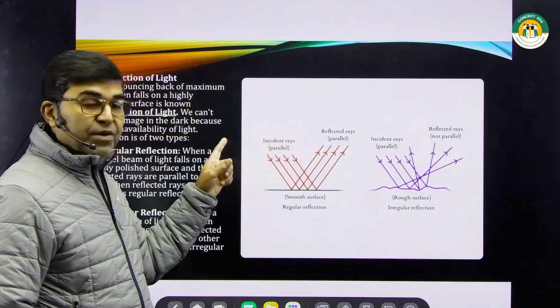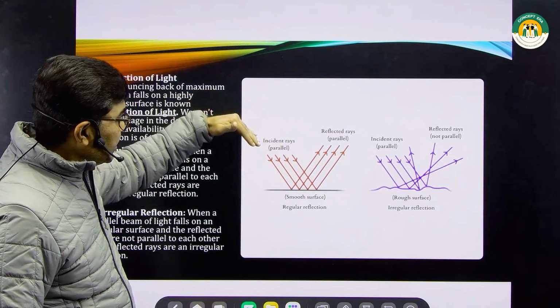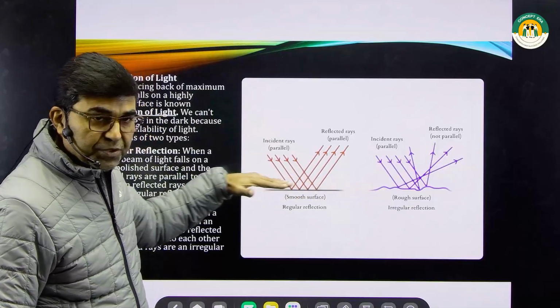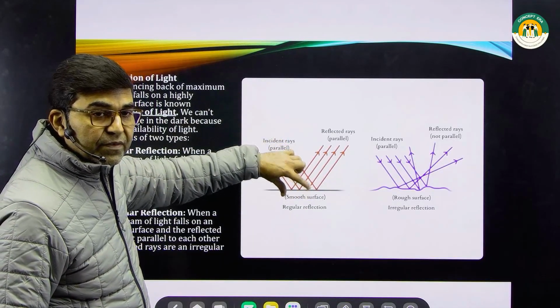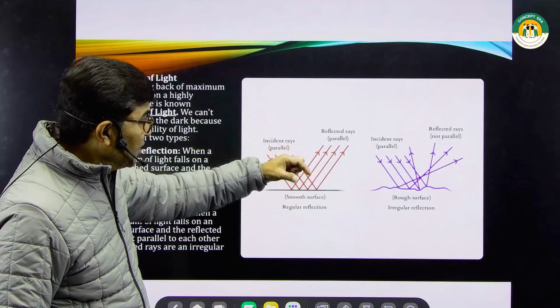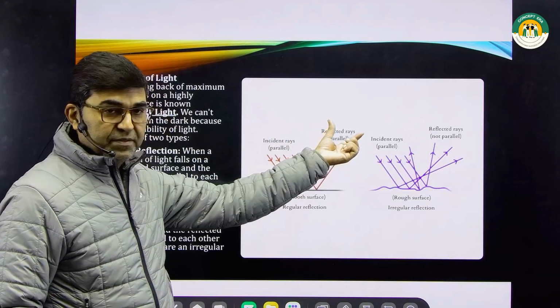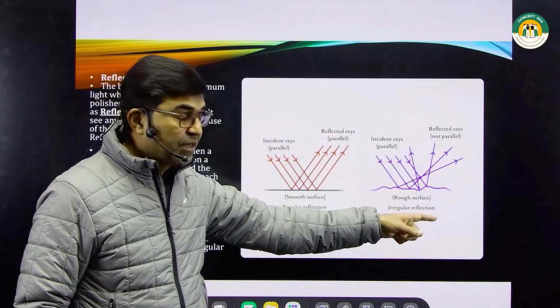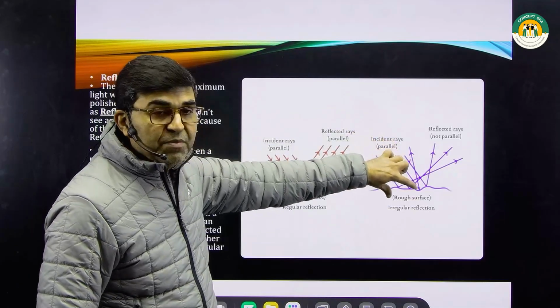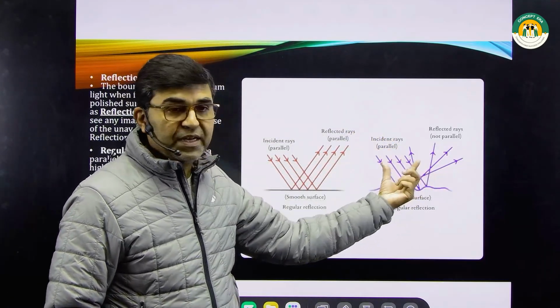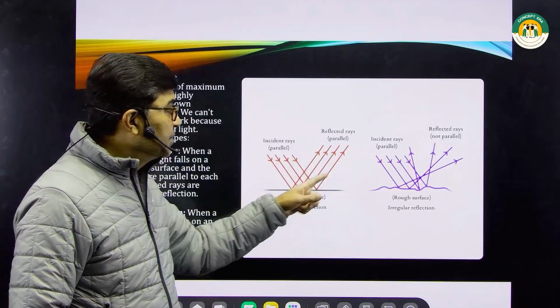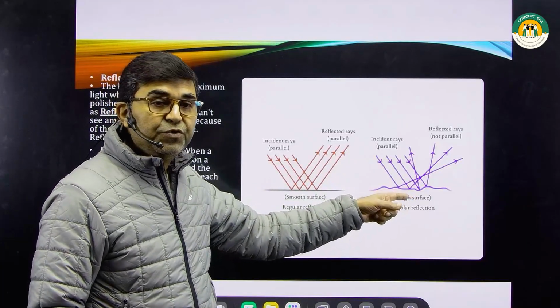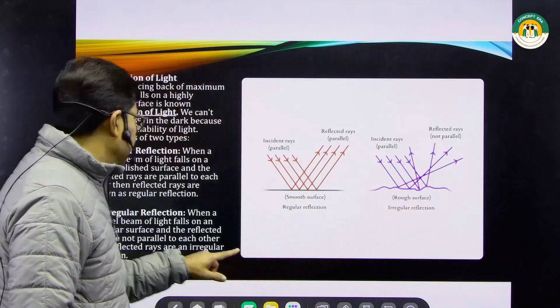There are certain laws of reflection. If the surface is smooth, the rays of light striking the surface will be reflected in the same pattern. But if the surface is rough, the parallel beam of light will be reflected in different directions. The first one is called regular reflection, and the second one is called diffused or irregular reflection.